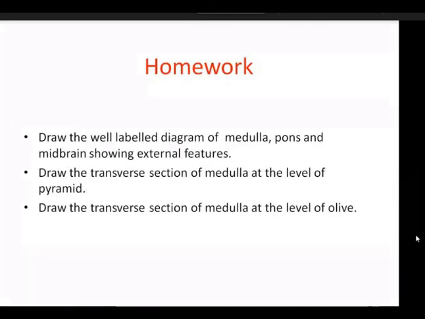This is the homework for today's class. Draw a well-labeled diagram of the medulla, pons and midbrain. I'll discuss the pons and midbrain in coming classes, but I gave the homework right now. You can draw the medulla oblongata by showing its external features, and you have to draw the sections of the medulla oblongata at the level of the pyramid and at the level of the olive. They are very important, and the other two are also important. They are frequently asked in exams.